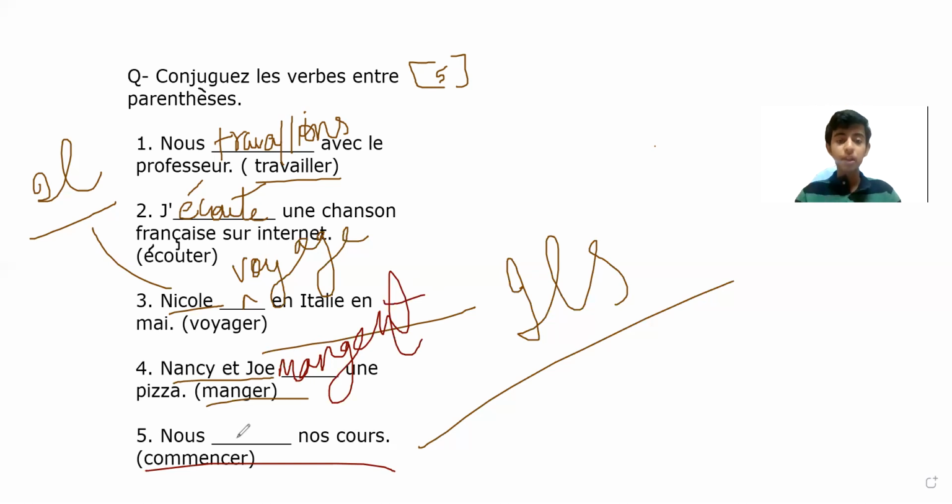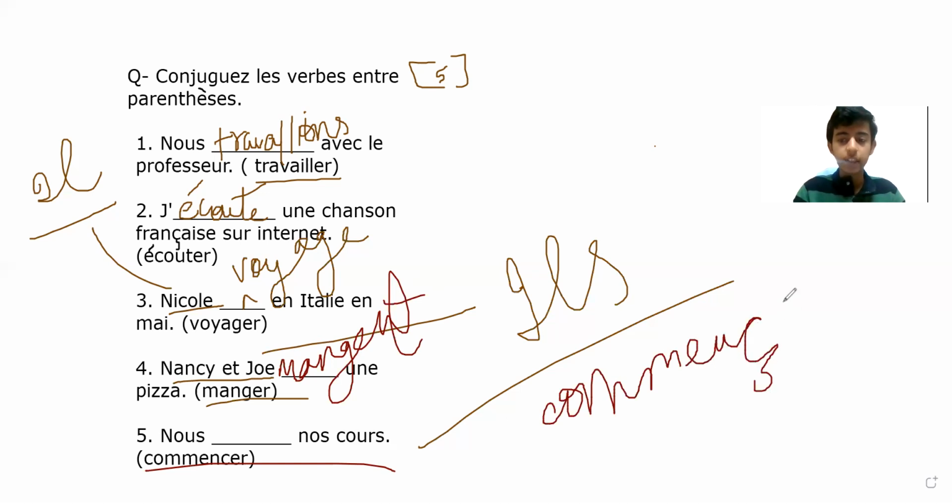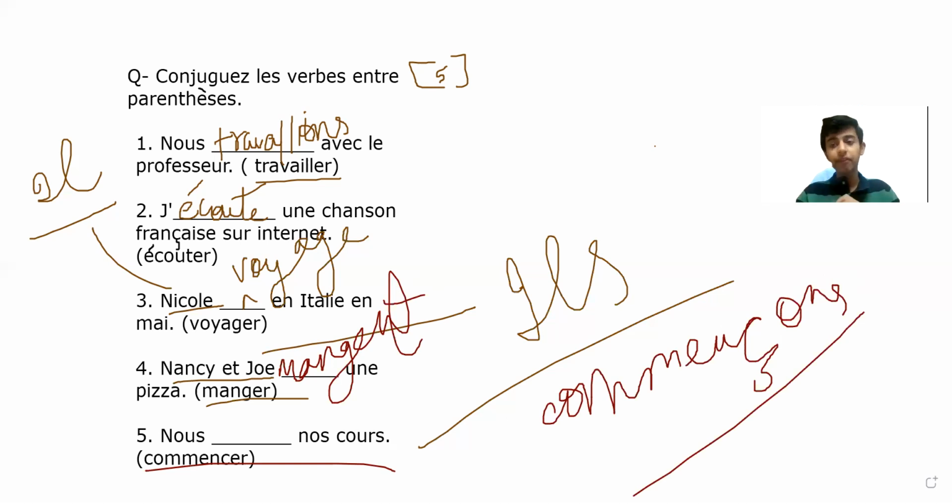And last is nous dash notre cours, meaning that we start our class. So this is the exception I told you. The answer is going to be C-O-M-M-E-N-C with a cédille, an S to give the sound of S here. So that's it. We have finished with the exercise as well as the ER ending verbs.